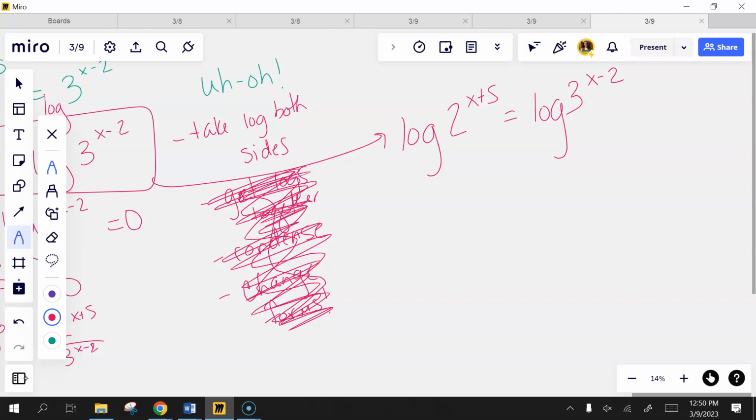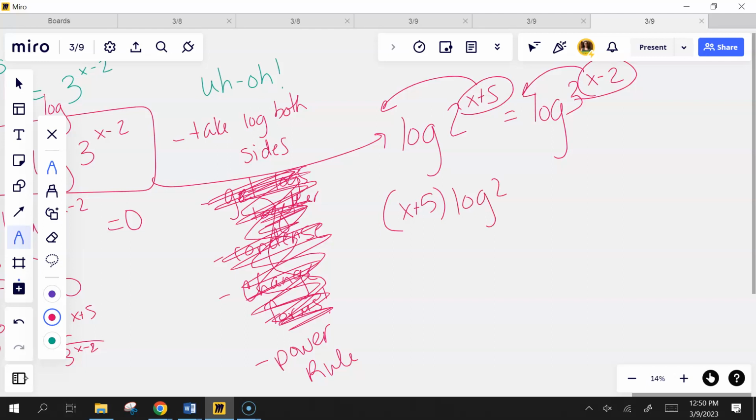All right. Once we're at this point, do the power rule. And I'll show you why. As soon as I did this, it made complete sense why I did it. Take this, bring it around. Take this, bring it around. So I've got x plus 5 times the log of 2 equals x minus 2 times the log of 3. Do we all agree?